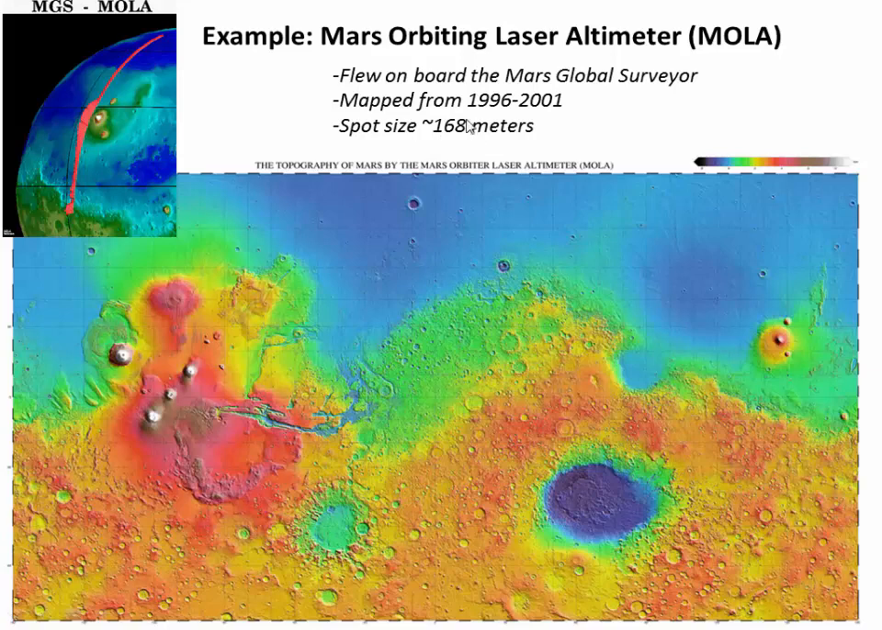And it had a spot size of about 168 meters. So this was a fairly coarse resolution LiDAR data. But it produced this gorgeous map. It literally mapped the detailed topography of the entire planet of Mars. So it's hard to overstate how important this is. Much of what we know about the hydrology of Mars, the volcanoes, the lava flows, so much of that information wouldn't be possible without having this really detailed topographic data set.